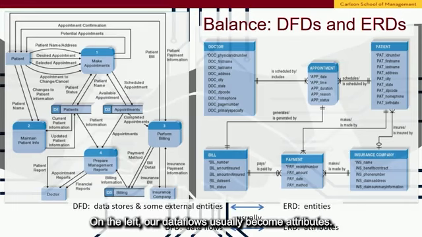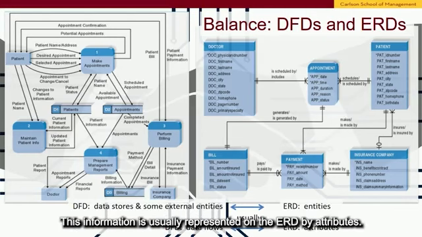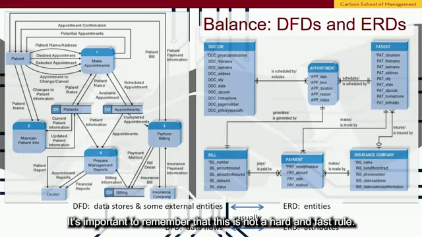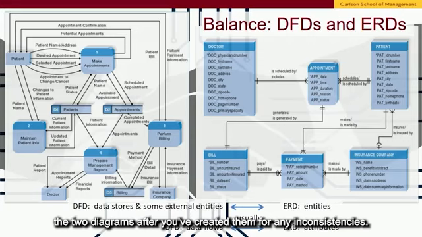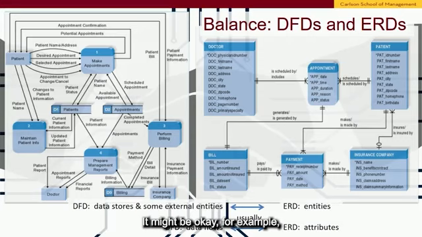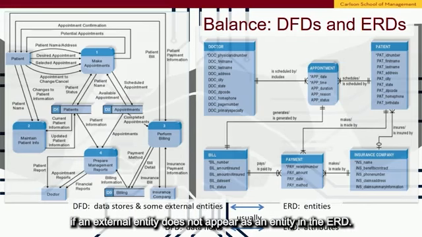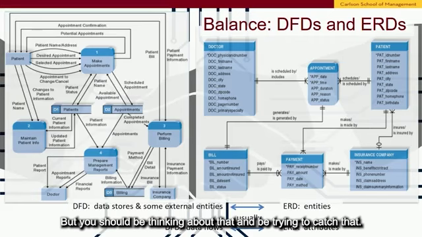On the left, our data flows usually become attributes. Data flows in a DFD represent the information that is flowing between those particular processes. This information is usually represented on the ERD by attributes. It's important to remember that this is not a hard and fast rule. Rather, I recommend that as a business analyst, you review the two diagrams after you've created them for any inconsistencies. It might be okay, for example, if an external entity does not appear as an entity in the ERD, but you should be thinking about that and be trying to catch that.